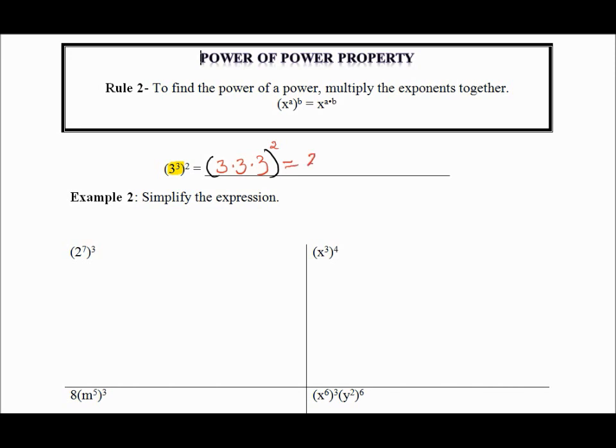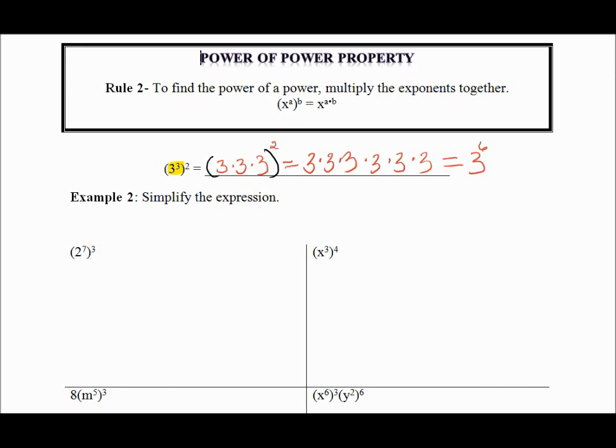When I do that, it's going to give me 3 times 3 times 3. That's the first set. Then I need to do it again. I need to multiply that by itself because that's what that exponent 2 means. So that gives me 3 times 3 times 3 again. Now when I look at it, how many 3's did I multiply together? 1, 2, 3, 4, 5, 6. So this becomes 3 to the 6th power.